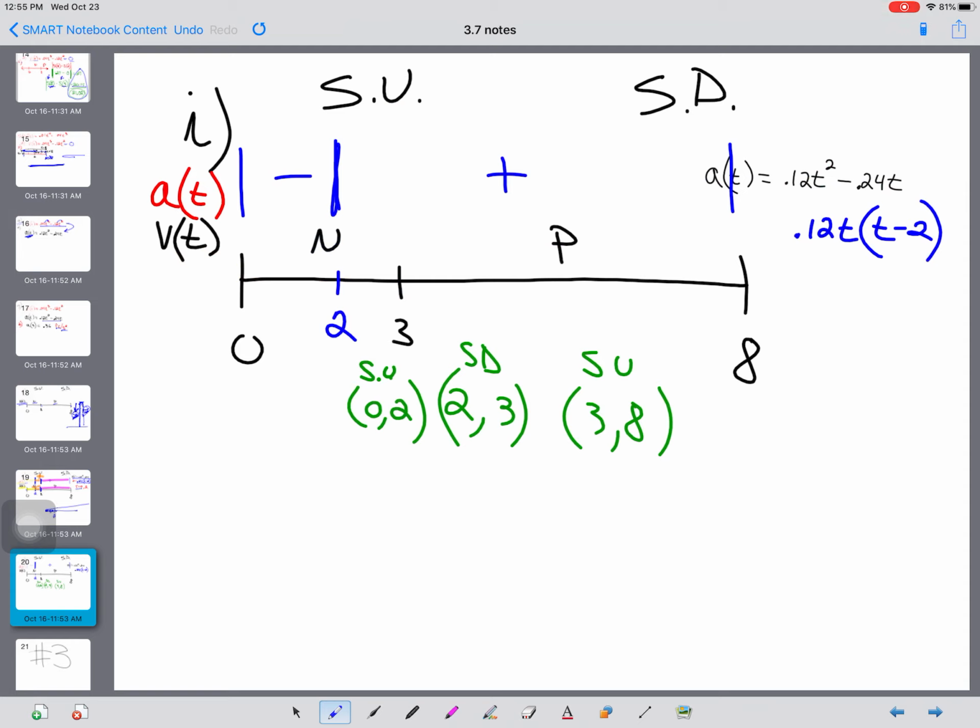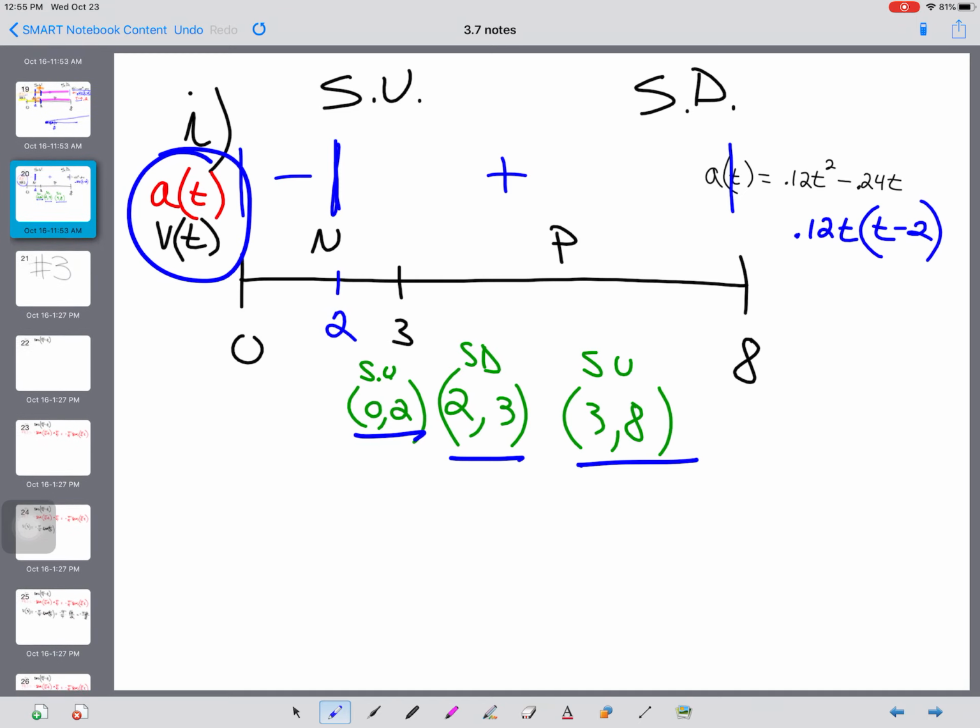So the last part of that question: I'm speeding up from 0 to 2, slowing down from 2 to 3, and then speeding up again from 3 to 8. And again, all you're looking at is where these are the same and where they are different.